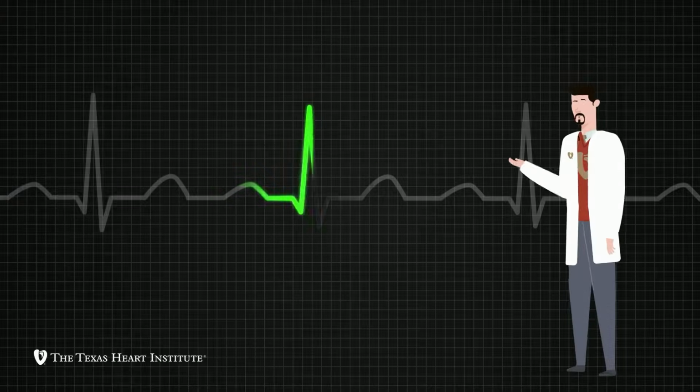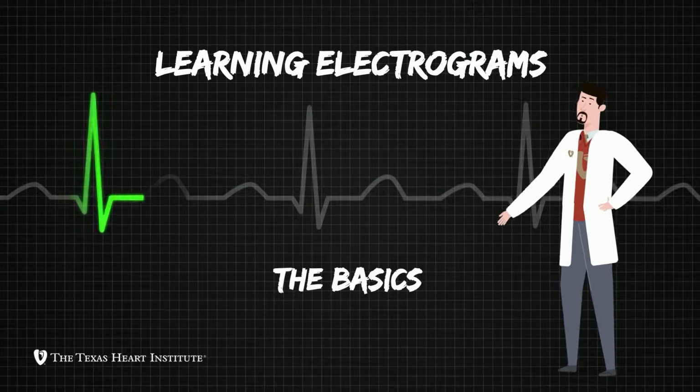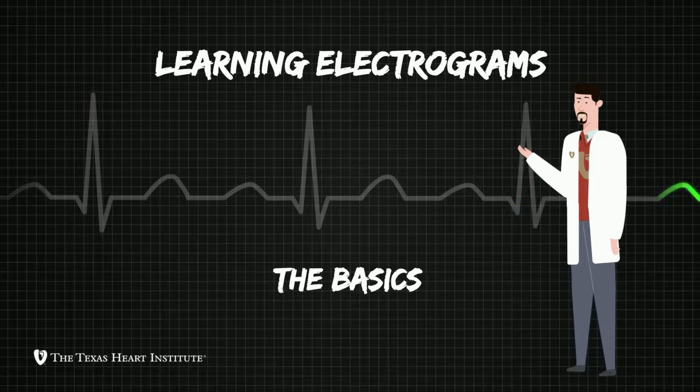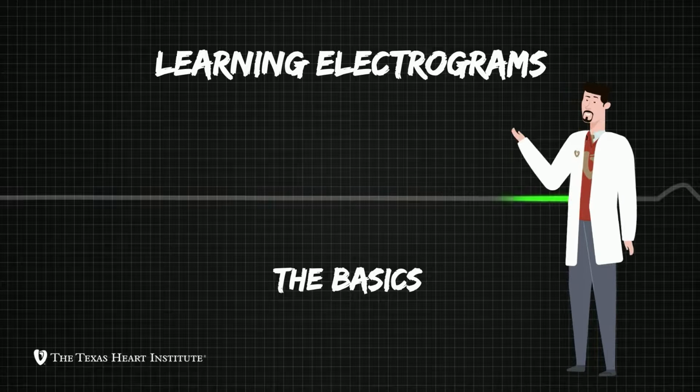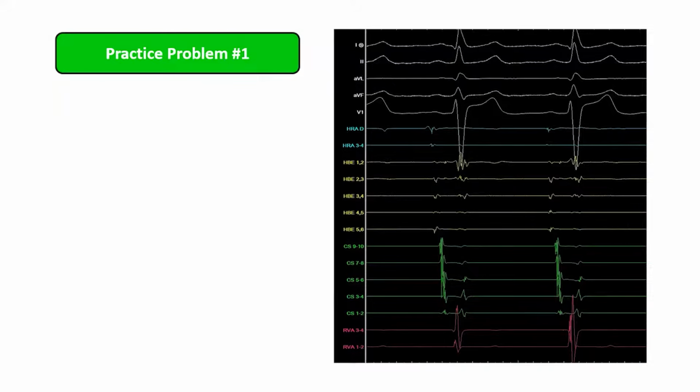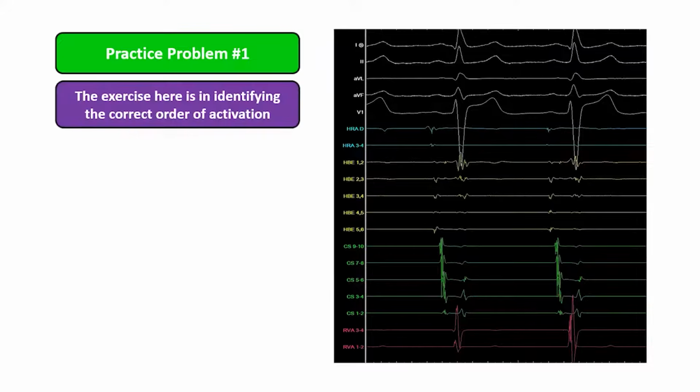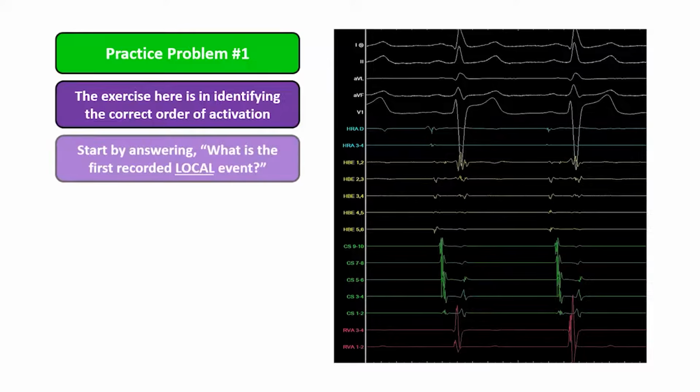Here's our first practice problem. We're going to start easy and we'll add some complexity and nuance as we go. I encourage you to pause the video, take your time and try to figure out what's going on, and then resume the video when you're ready to see the solution. Here's our electrogram monitor screenshot. So how best to go about this? Well, the exercise here is to correctly identify the order of activation and to practice in your mind's eye where those electrical signals are coming from.